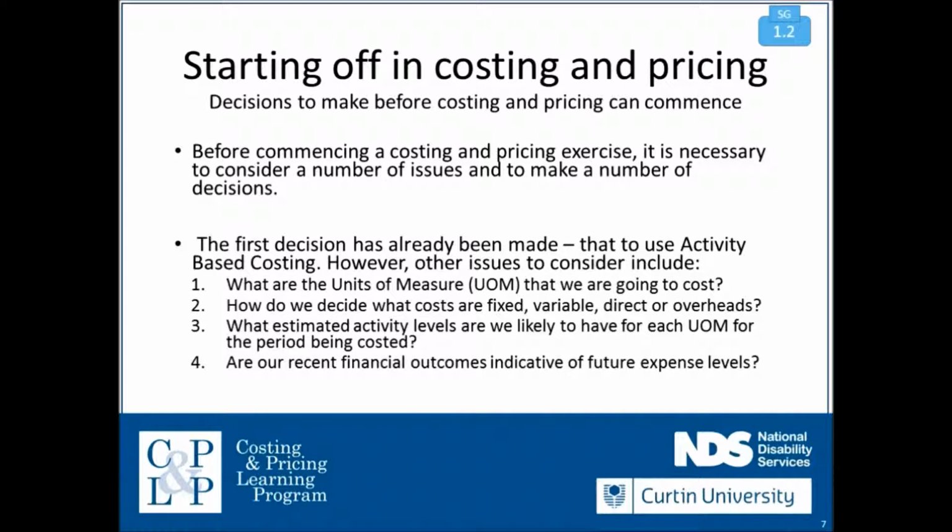It's necessary to make a number of decisions. It's also necessary to identify a number of elements that are going to form the basis of costing and pricing going forward. For instance, you need to know what units of measure you are going to cost. A unit of measure is a particular activity or a particular item that you might sell to a service user, and it is the basis on which costs are applied and prices are established.